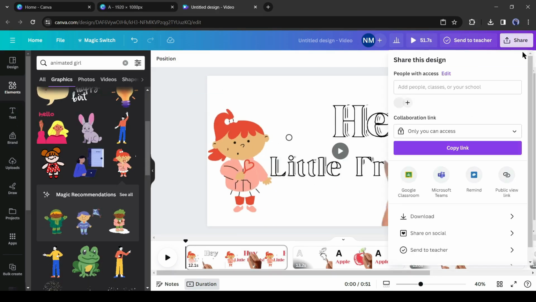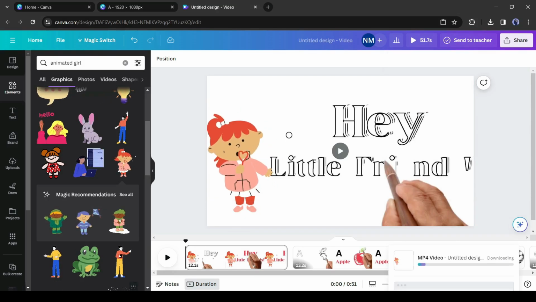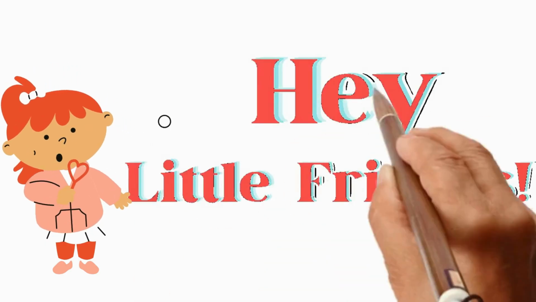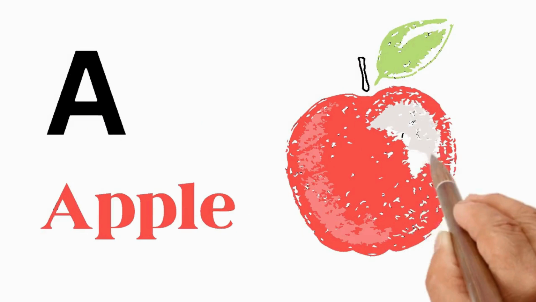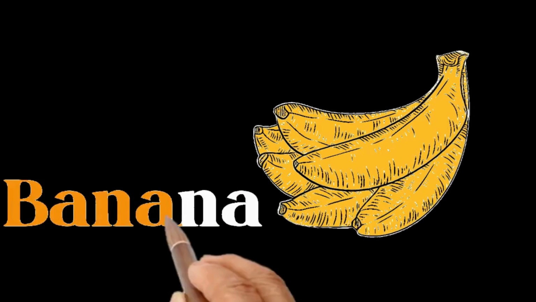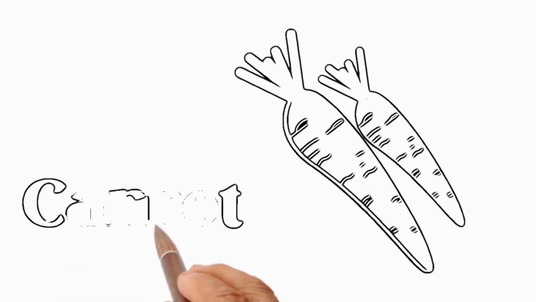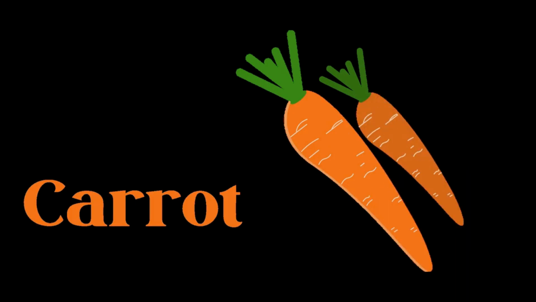Okay, after all is set, hit the Share button from here, and then select Download to download the video as an MP4 video file. And our video is ready. Let's have a look. That's really a good whiteboard animation video. You can add more elements and a voiceover to make a perfect kids learning whiteboard animation video. If you want a detailed tutorial on this, let me know in the comment section. I will make a detailed video.